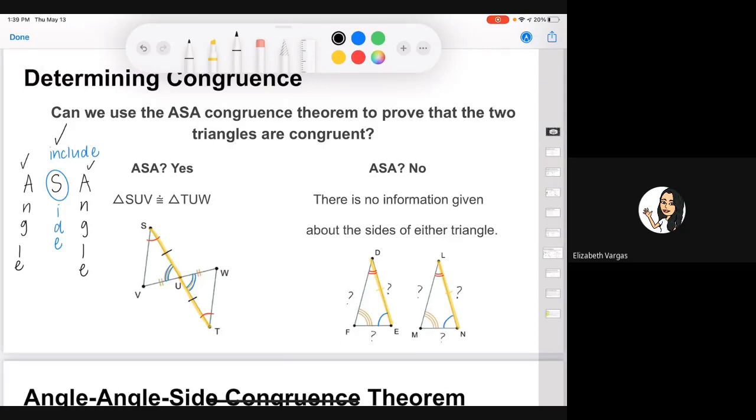Because first of all, I don't have the included side being told to me is congruent to the other included side, but I also don't know any information about any of the sides. And so I wouldn't use that theorem to prove these two congruent.